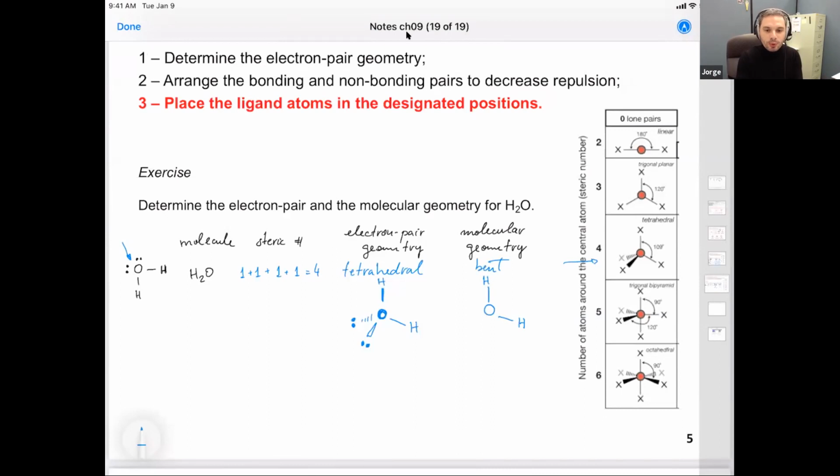See the difference between electron pair geometry and molecular geometry when you have lone pairs at the central atom. So be very, very careful not to get this wrong, okay? It has to be clear the difference between electron pair geometry and molecular geometry. Electron pair, you will consider everything. Molecular geometry, you will fill the positions, hide the non-bonding pairs, and then only analyze what is bonded to the central atom.